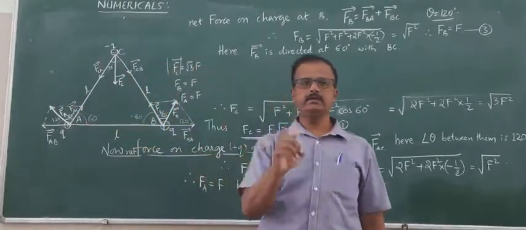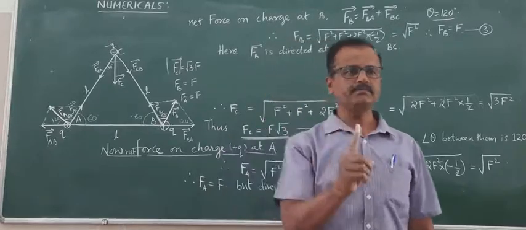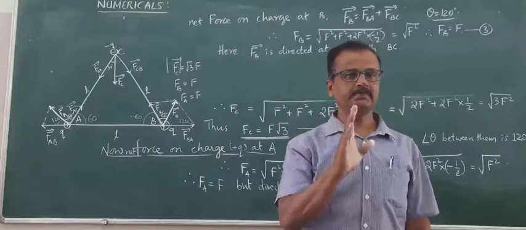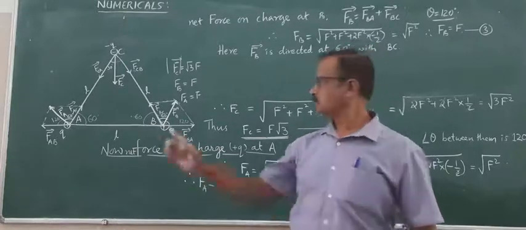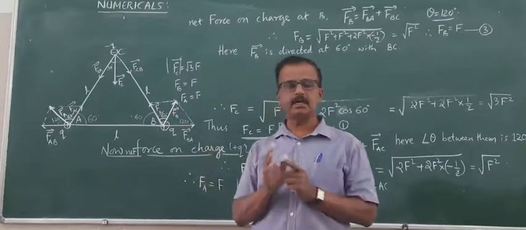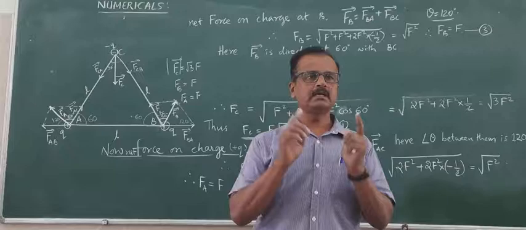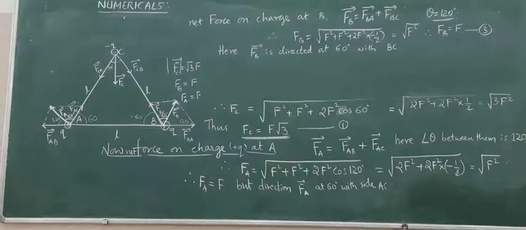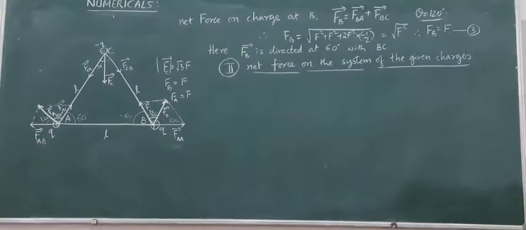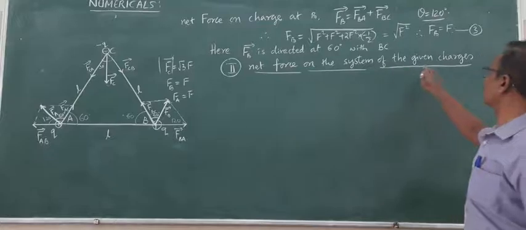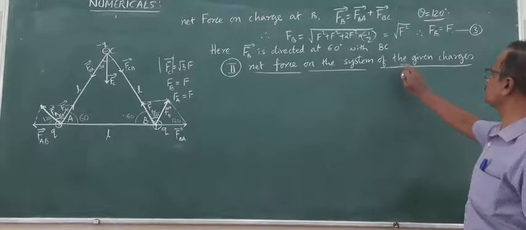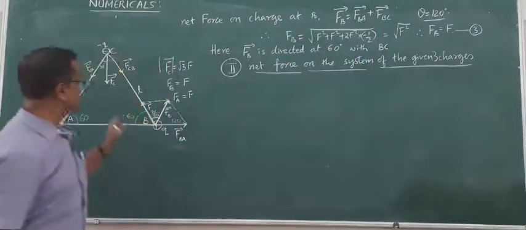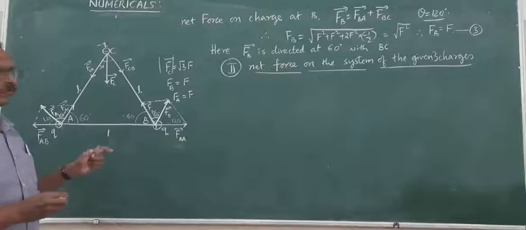So we have to calculate vector Fa plus vector Fb plus vector Fc. If you draw the vector diagram, by transferring them parallel to each other, we will come to know that the net force is going to be 0. Let us see how the net force is going to be 0. Now let us calculate the net force on the system of the given 3 charges. To calculate the net force, we have to refer to this vector diagram once again.